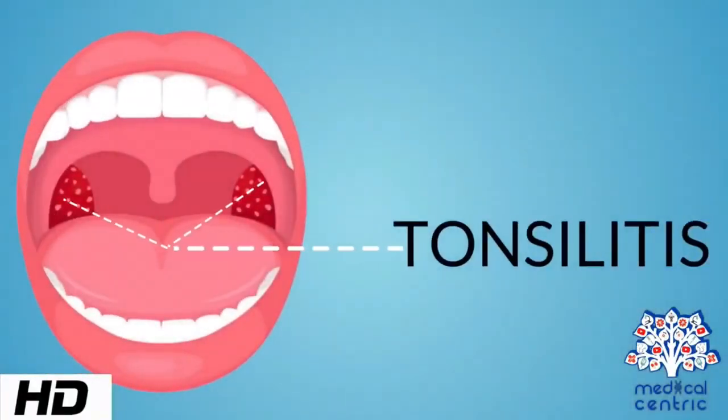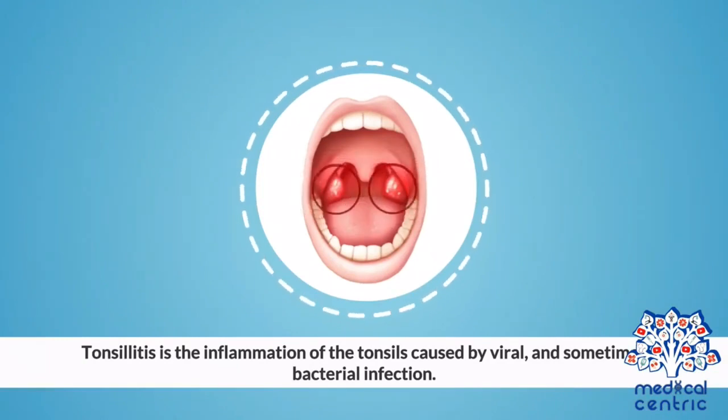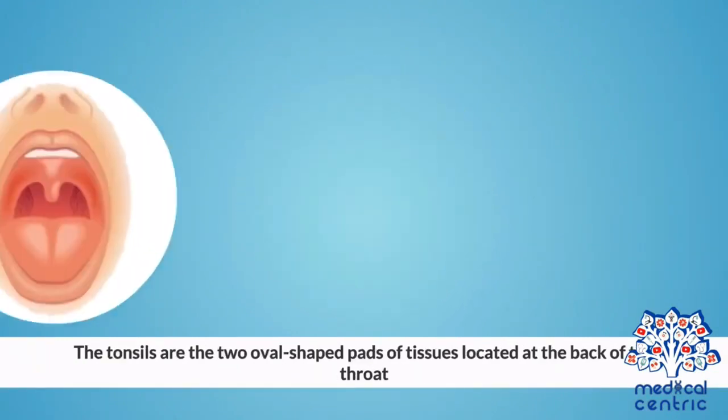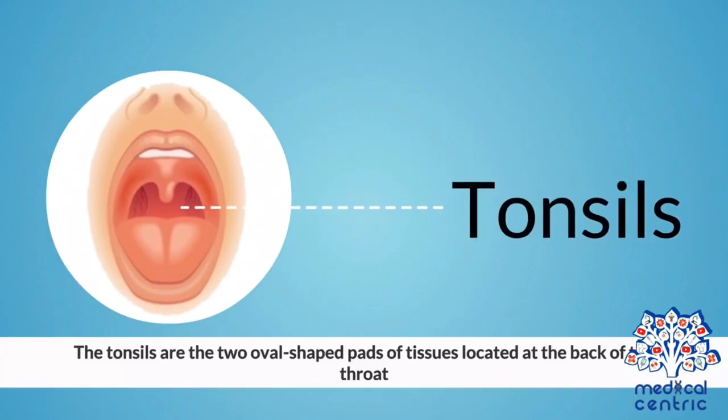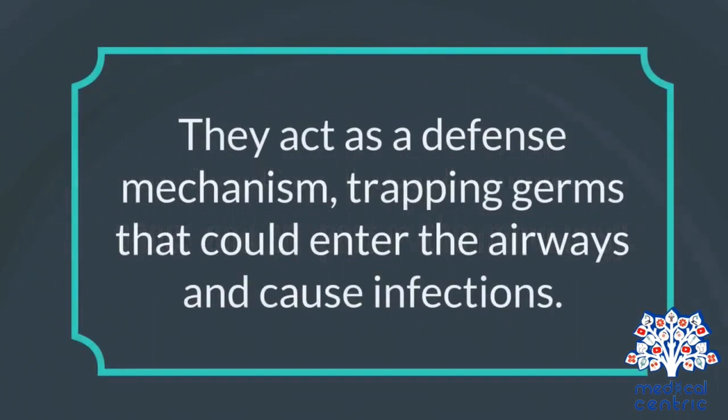Today's topic is tonsillitis. Tonsillitis is the inflammation of the tonsils caused by viral and sometimes bacterial infection. The tonsils are the two oval-shaped pads of tissues located at the back of the throat. They are composed of tissues similar to the lymph nodes and are part of the immune system. They act as a defense mechanism, trapping germs that could enter the airways and cause infections.